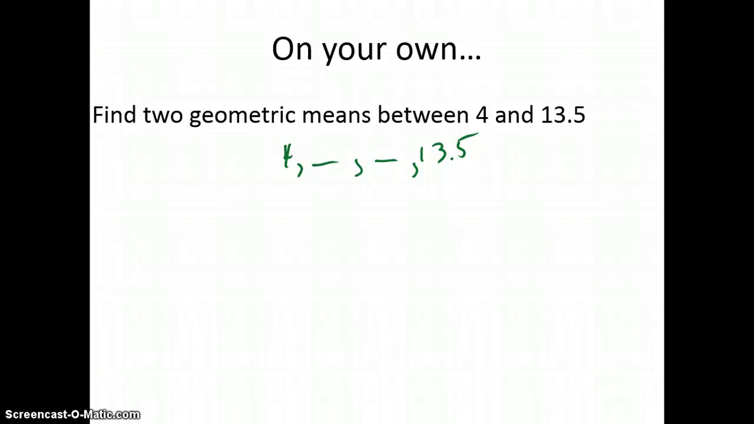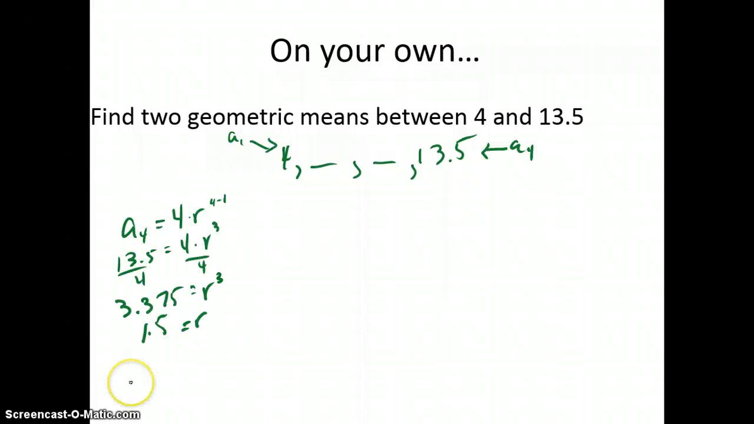Find a common ratio first. You should have found your common ratio to be 1.5. And that makes sense that it's a really low number. It's really close to 1 because between 4 and 13.5, there's not a lot of difference there. So when we multiply this, we should get 6, and then we should get 9, and then we should get 13.5 when we multiply it out.